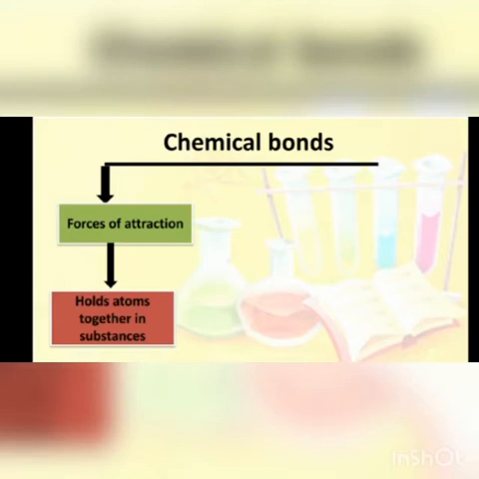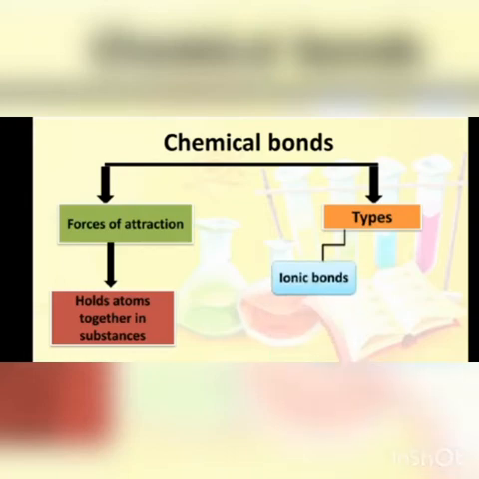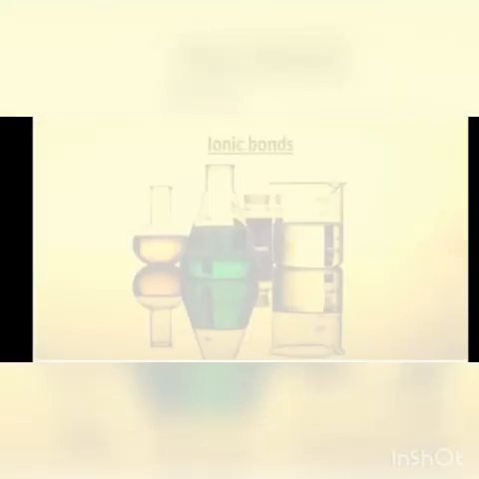So let's move towards the types. We will study the types of chemical bonds. There are two main types on the basis of the tendency of an atom to share, to gain or lose the electrons. So first type is ionic bonds and the next type is covalent bonds. So first we will see the ionic bonds.